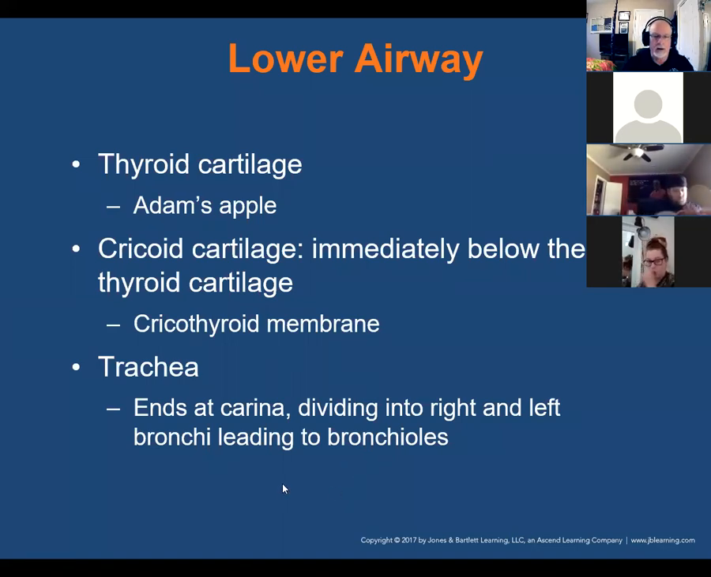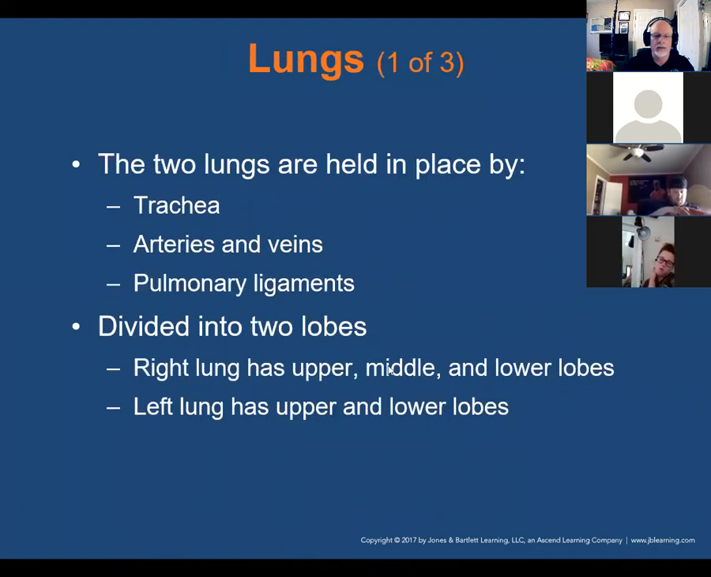Trachea, it starts at the larynx and it extends to the carina where it divides into the right and left bronchus. The right main stem bronchus is shorter and straighter than the left. The left makes a pretty sharp turn right there at the carina. So if somebody aspirates or sucks something down into their lower airway, it's likely to lodge in that right main stem bronchus if it makes it that deep.